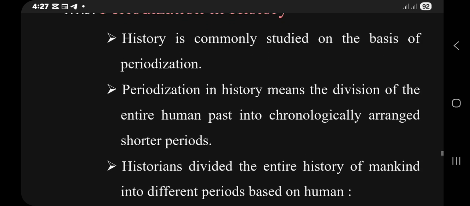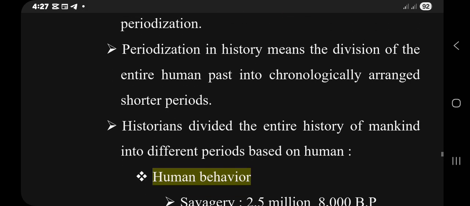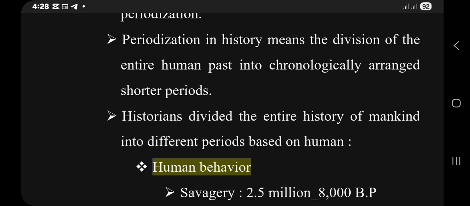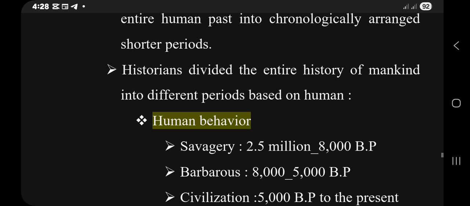Periodization in history means the division of the entire human past into chronologically arranged shorter periods. Chronology, a new term, means the sequence of events and time, the arrangement of time and historical events. Historians divided the entire history of mankind into different periods based on different aspects.